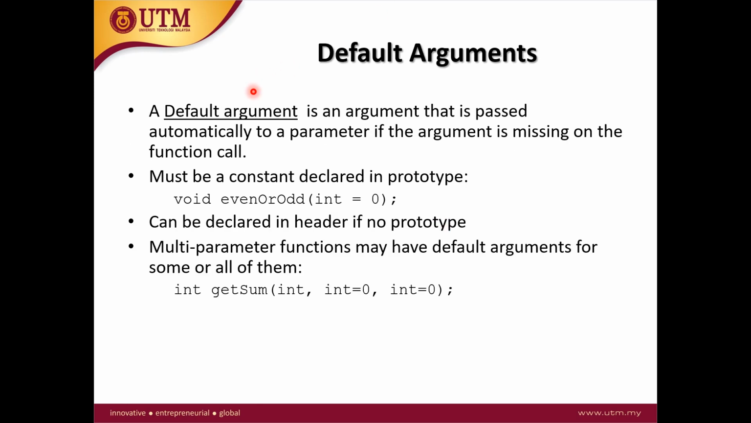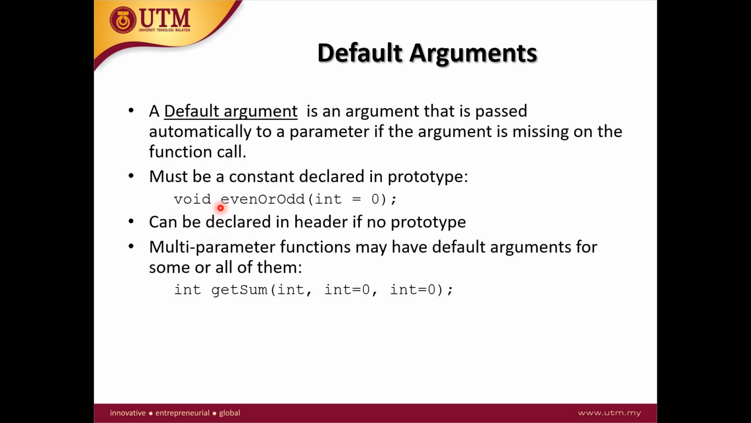And there is something else in the C++ programming language which is called default argument. A default argument is an argument that is passed automatically to a parameter if the argument is missing on the function call. What does that mean? Whenever we are calling a function, we need to specify all the parameters that the function needs. But sometimes we may not pass all the parameters required by the function. In this case the function can give a default value to that parameter.